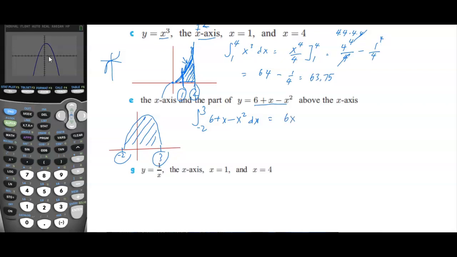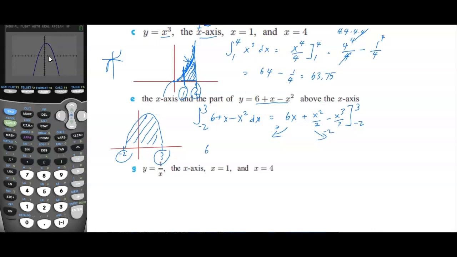So the integral of 6 is 6x, the integral of x is x squared over 2, and the integral of -x squared is -x cubed over 3, bracket -2 to 3. Now I just plug in the 3 and the -2, I plug in the 3, I plug in the -2, and then I just subtract the results. So 6 times 3 plus 3 squared over 2 minus 3 cubed over 3, put in parentheses, minus, and then I'm going to put 6 times -2 plus -2 squared over 2 minus -2 cubed over 3.